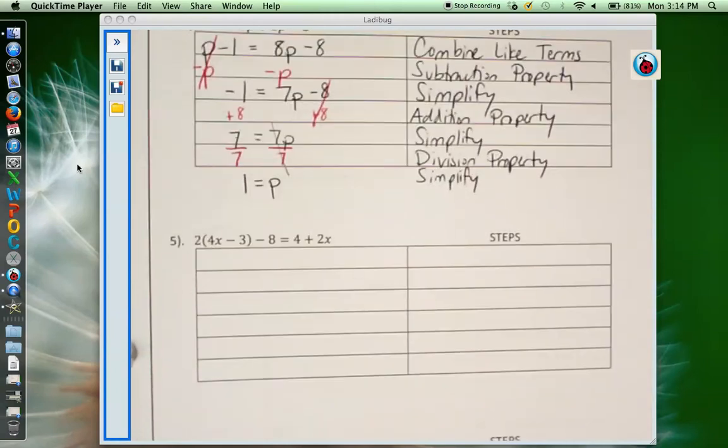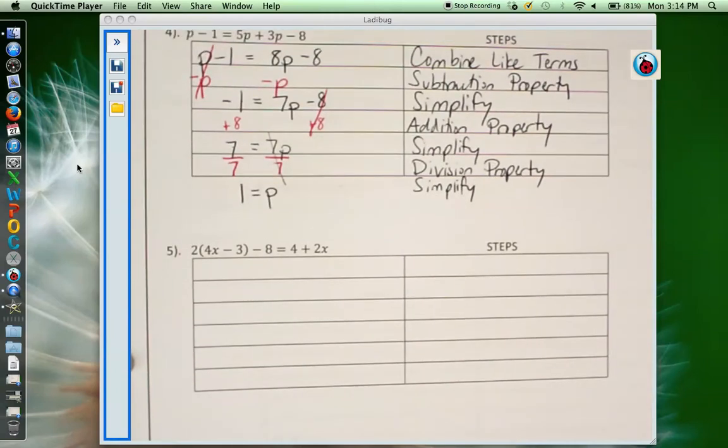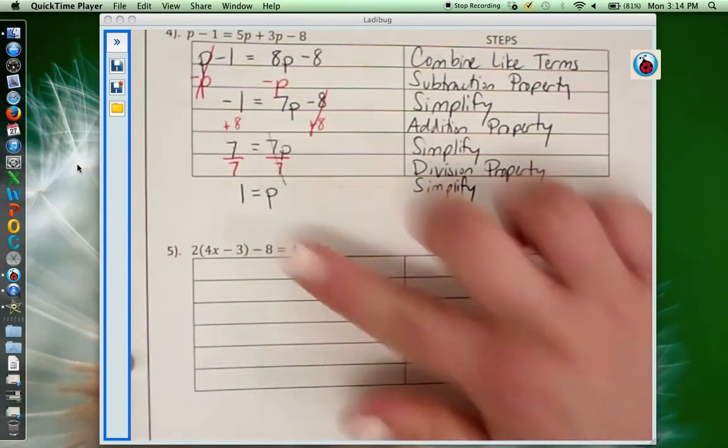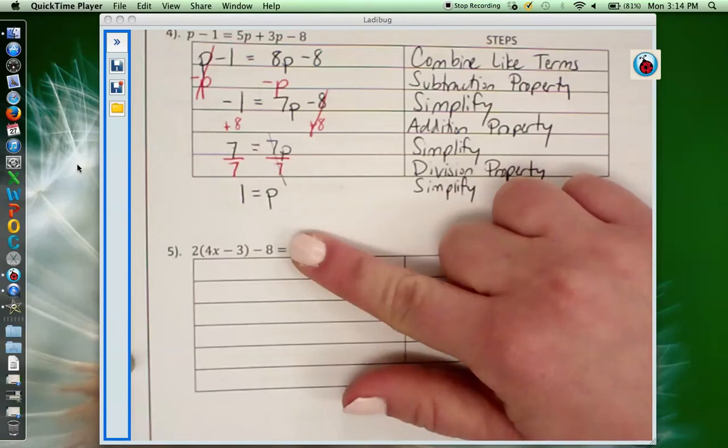All right, let's look at number 5. Number 5 looks very fun. We have a bunch of things going on. I'll look at this side of the equals sign first. We have a bunch of things going on the left side of the equal sign. I see parentheses. I see maybe some terms that will eventually be combined. A lot of things happening there.